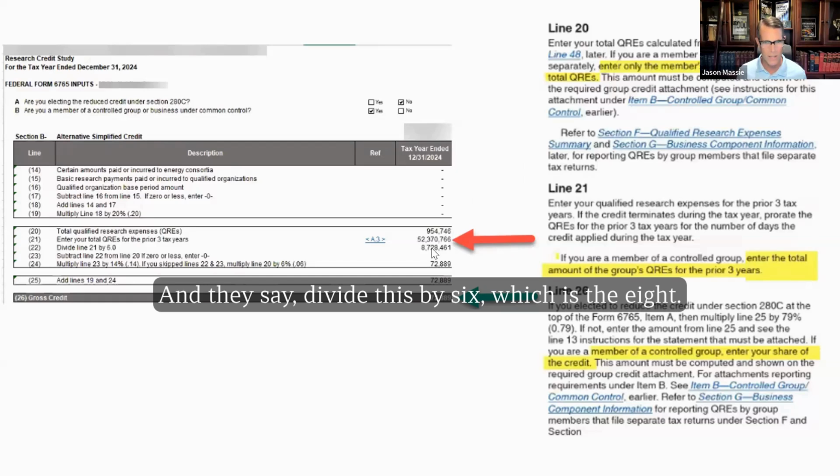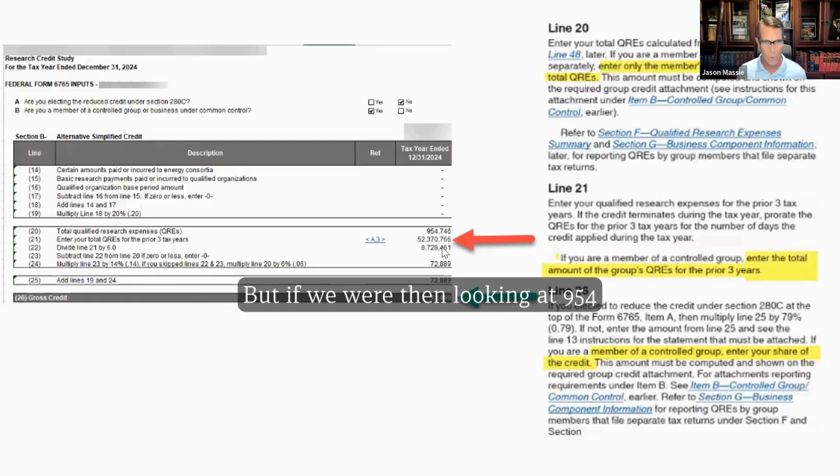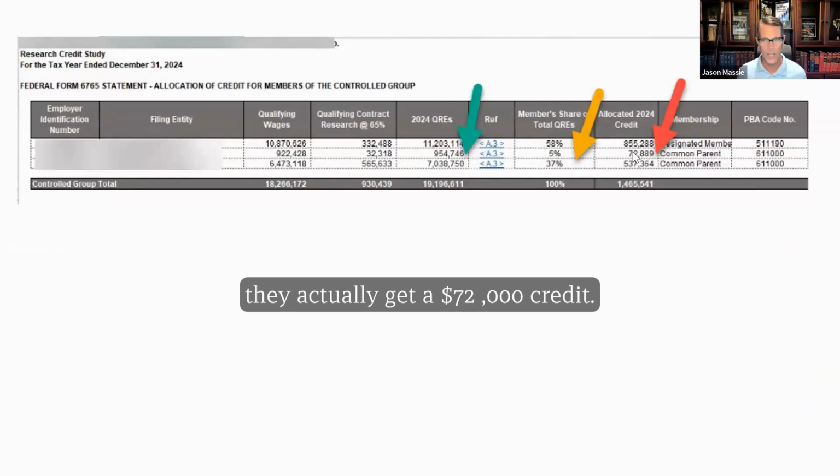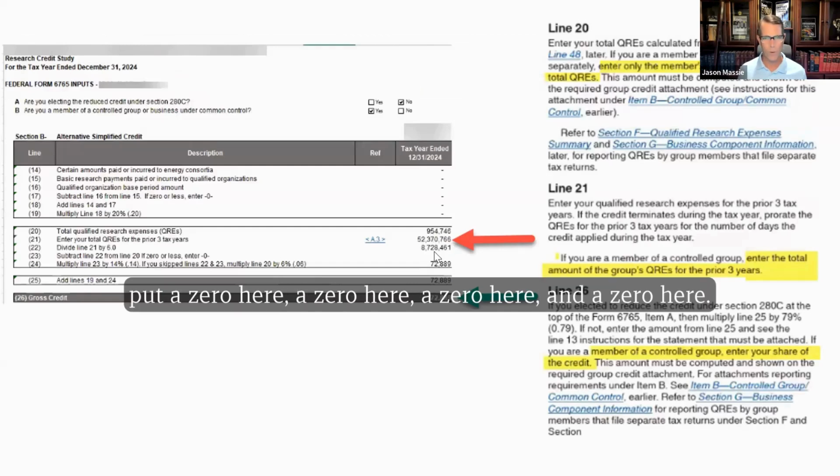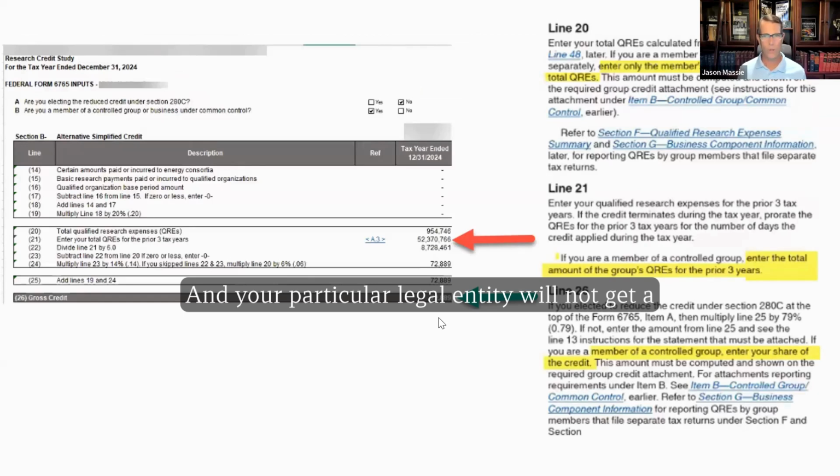And they say divide this by 6, which is the 8.7. But if we were then looking at 954 compared to 8.7, we would not get a credit. But that's not the way the rules work. The rules, as we saw here before, say they actually get a $72,000 credit. So we have to force $72,000 as the gross credit. I am fearful that some software is going to take 8.7, compare that to 954, put a 0 here, a 0 here, a 0 here, and a 0 here, and your particular legal entity will not get a credit, and you may not catch that.